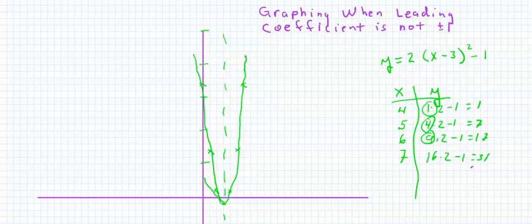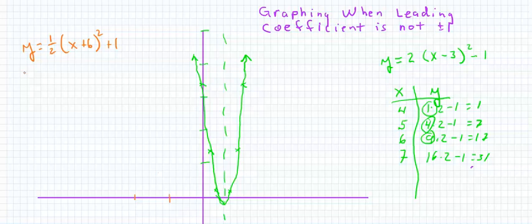Don't forget, I want to see arrows at the top. Get my eraser out and clean up this mess. All right, now let's look at when it's a fraction. Now this is a little more complicated when we have a fraction, but it's the same principle.